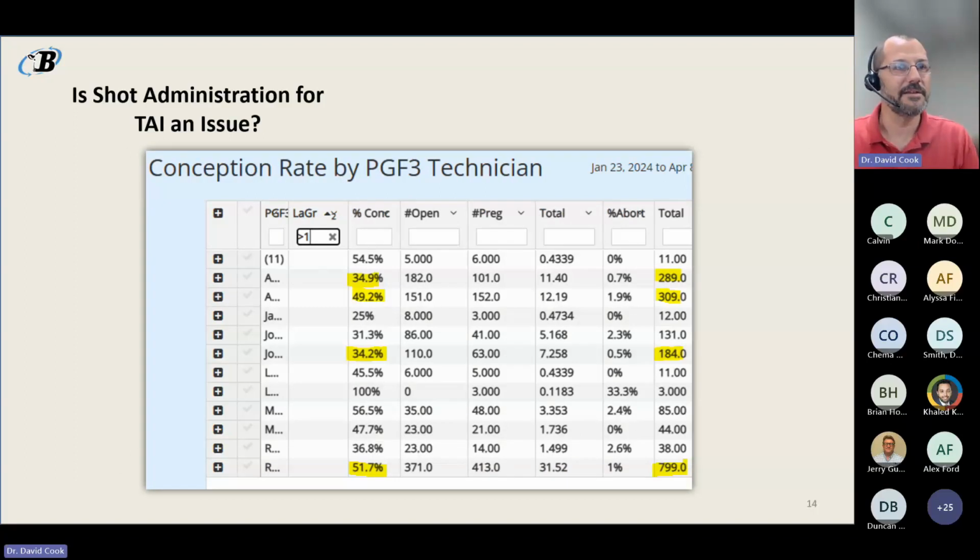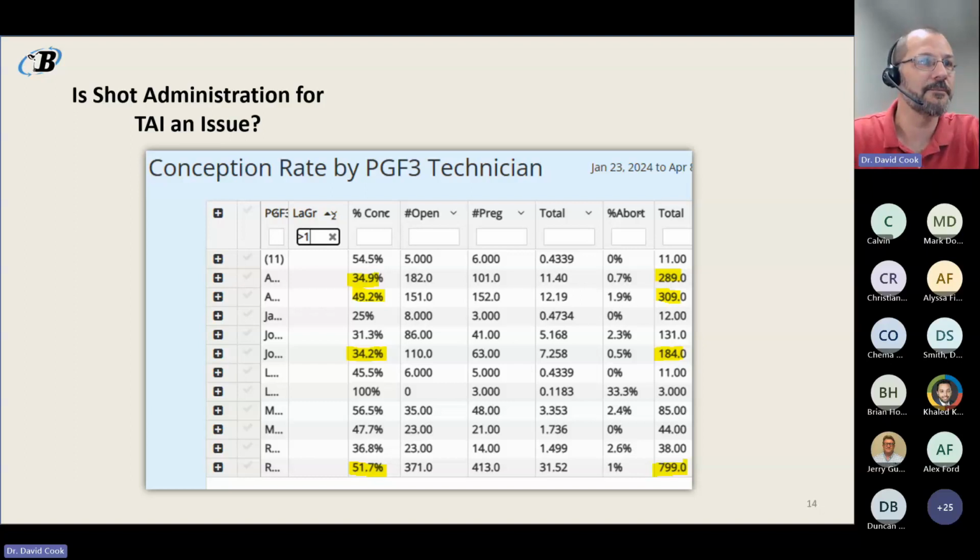When that PGF3 is missed, you'll see a pretty big difference in conception rates. And so by looking at who is putting their name to doing that PGF3, maybe they're giving that shot, maybe they aren't, but if they're giving it, maybe they have problems with the site or the administration or the dosage that they're giving.